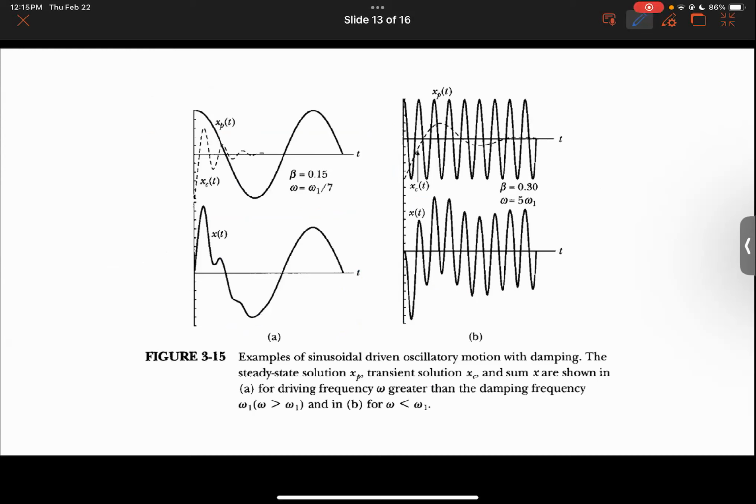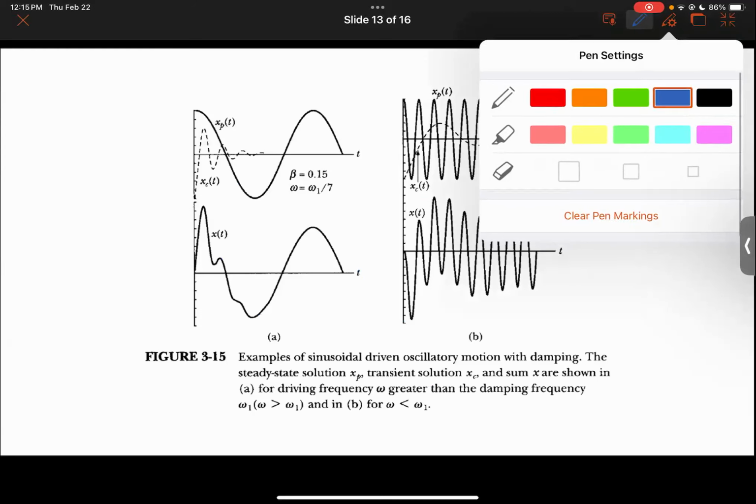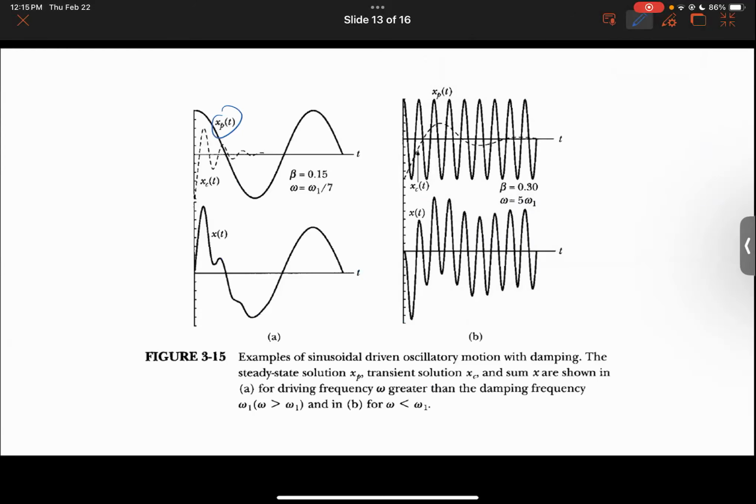If we consider this graph, this graph is an example of a particle driven by an oscillatory force, with damping. We can see here the XP and the XT. XP is this dark line, and XCT is the complementary solution. We can clearly see that XCT has this decaying sinusoidal function, but XPT has this oscillatory function that does not decay.